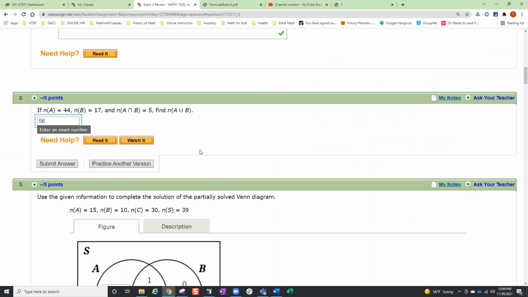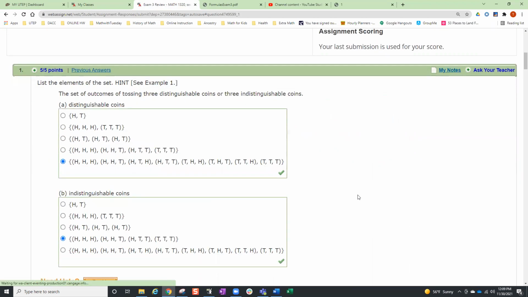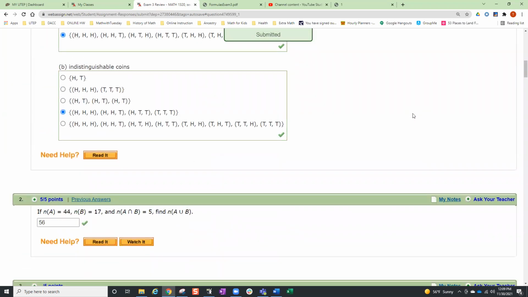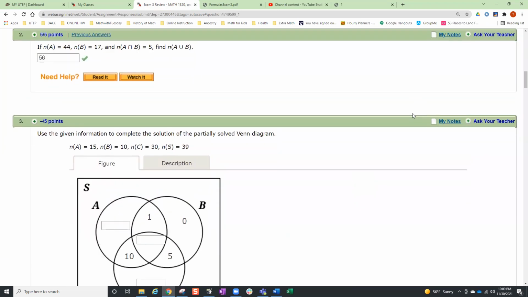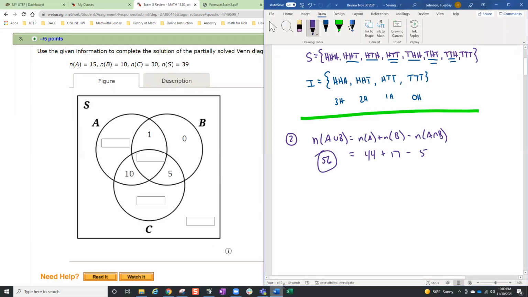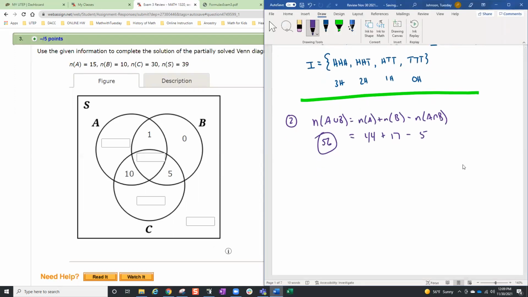Remember, have this handout ready so that you can look up formulas if you don't remember them, or go through and write the formulas down for yourself. All right, let's do one more, and then I'm going to ask if there are any questions. Really? Okay. Here we go. Number 3.